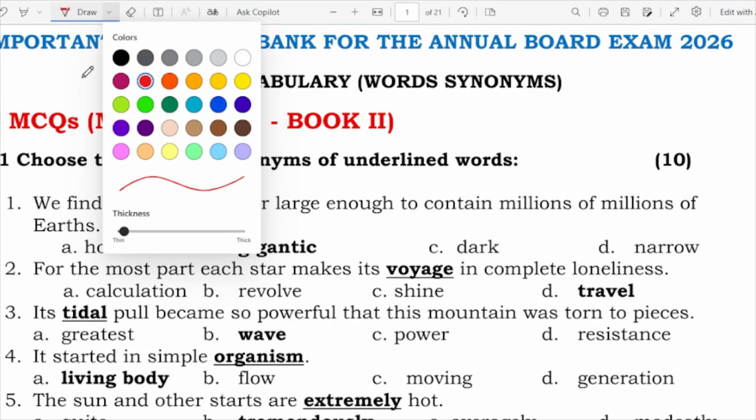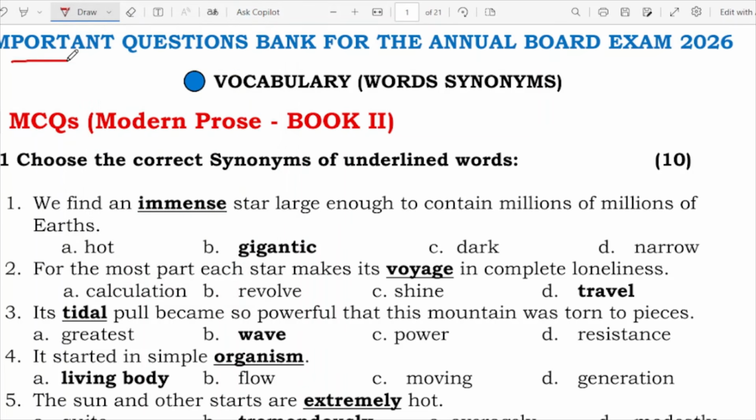Bismillahirrahmanirrahim, students. Today we are going to learn about the most important question bank for the annual board exam 2026 for part 2. The first part is about vocabulary.